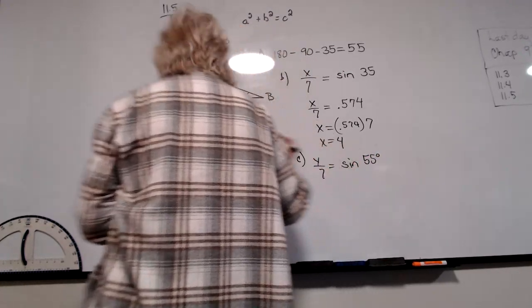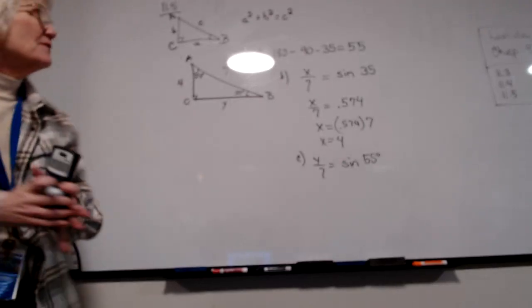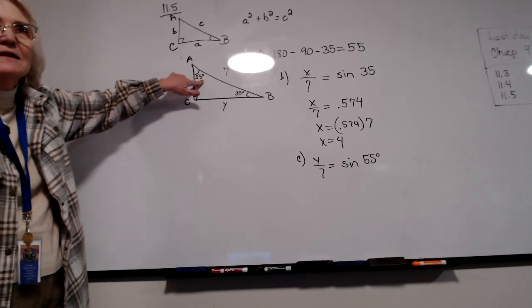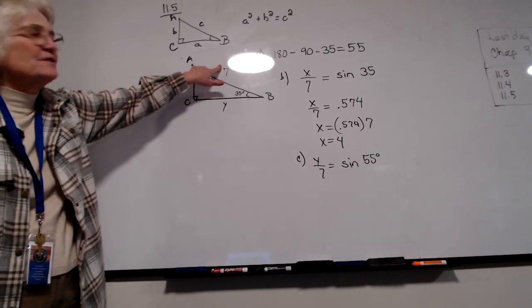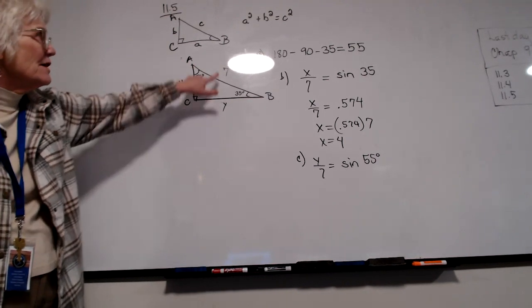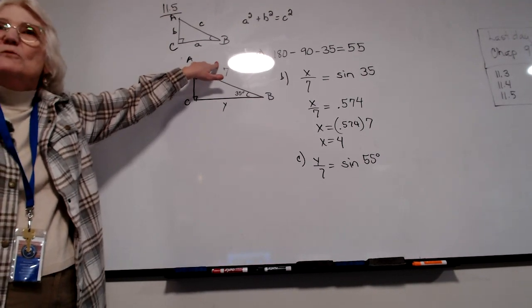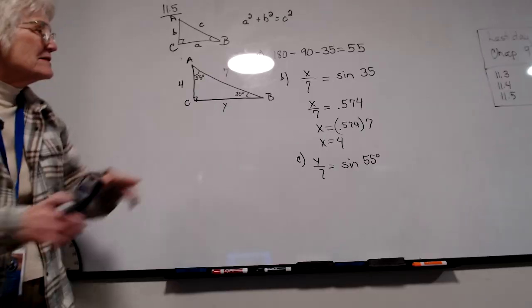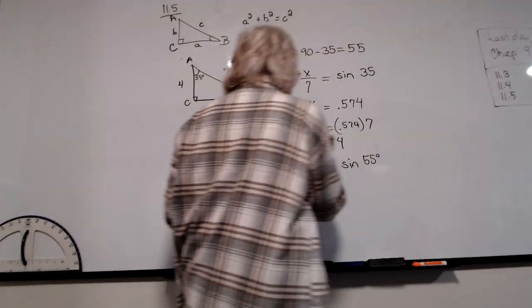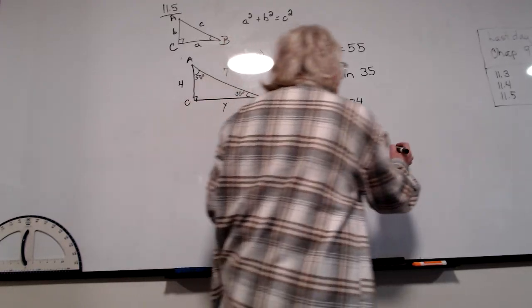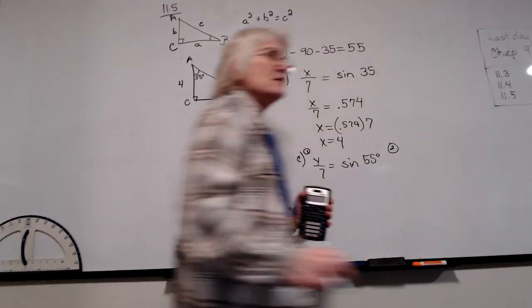okay? So we can use the same one, because if you look at 55, the sine is the opposite over the hypotenuse, so it would be y over 7. That's one way to do it, okay? Somebody give me another way to do it.